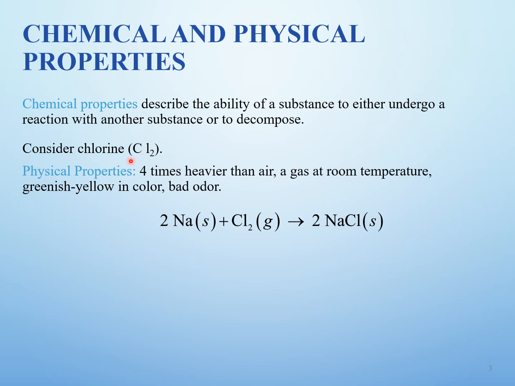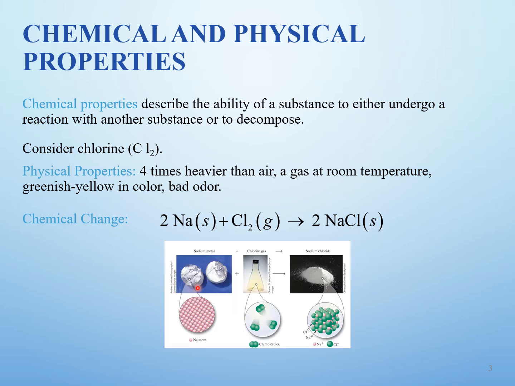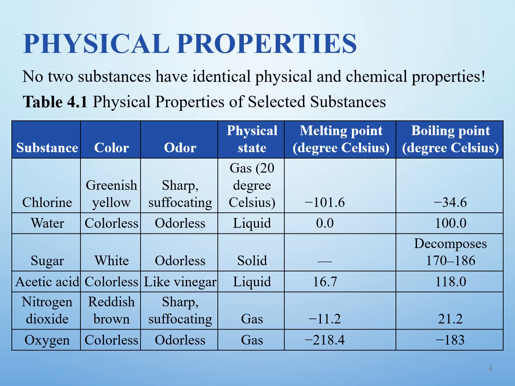So physical properties of chlorine, we will talk about chlorine being 4 times heavier than air. Chlorine is a gas at room temperature. Chlorine is greenish yellow in color. Chlorine has a bad odor. Chemical change for chlorine would be this reaction that it can undergo. If you combine chlorine gas with sodium, you can make sodium chloride. So that's what sodium metal looks like in chlorine gas, and then obviously you can use it to make salt.